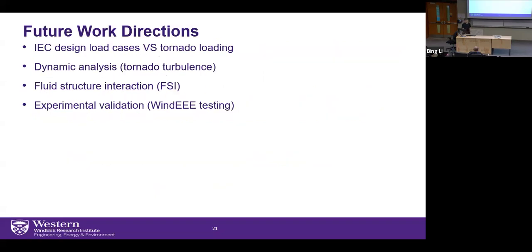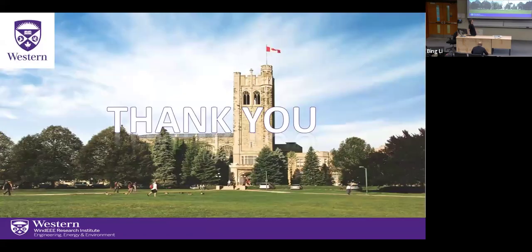And for some future work directions, I want to compare this with the current design load cases to see which one really governs the design. Because the CFD data we have is from a simulation that did not really consider turbulence, in the future we definitely want to consider tornado turbulence, which means we have to do dynamic analysis. In that case, I have to consider fluid-structure interaction, etc. And eventually, if we have time, especially money, we can do some nice experimental work at Windy, and that will be a very good comparison between numerical work and experimental work. So I think this is all I have. Thank you.